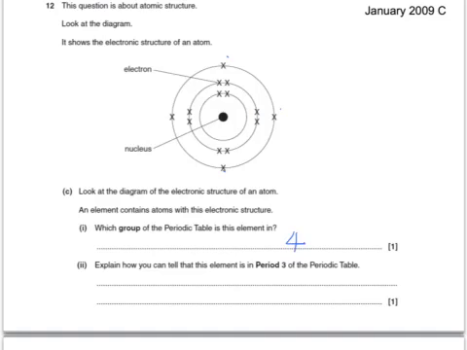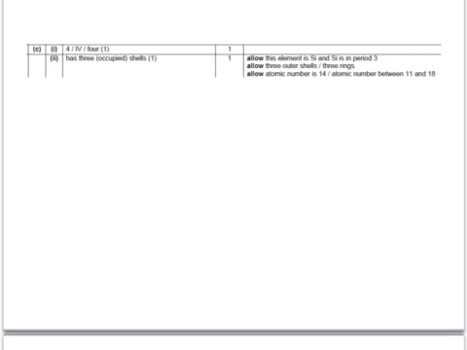And how can you tell it's in period 3 of the periodic table? Well, we look here for the number of shells of electrons. The first shell, the second shell, the third shell. So it's in period 3. It has 3 shells of electrons. And there's our answers. It's in group 4 and it's got 3 occupied shells of electrons.